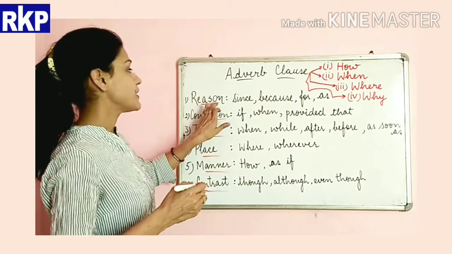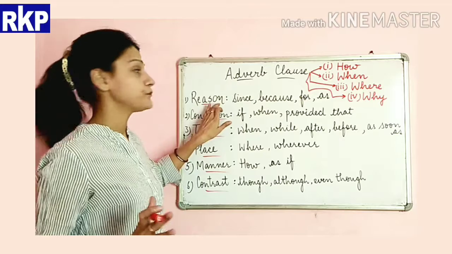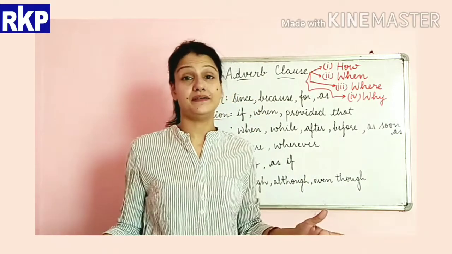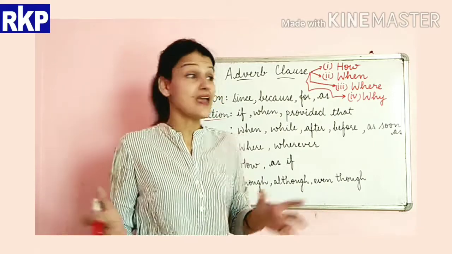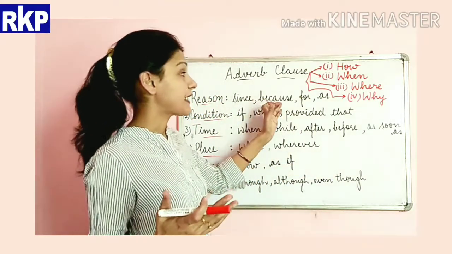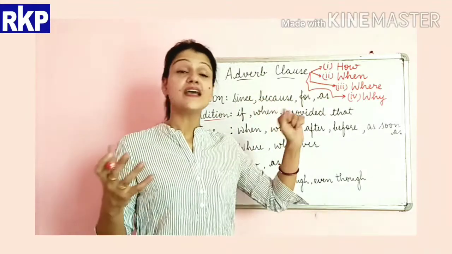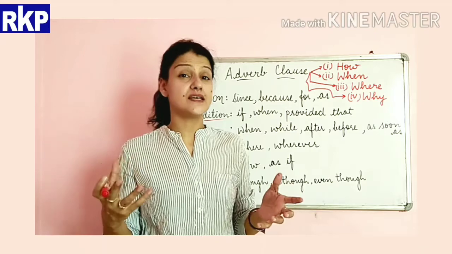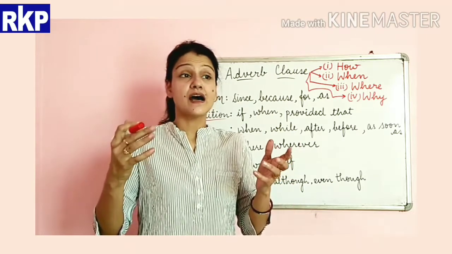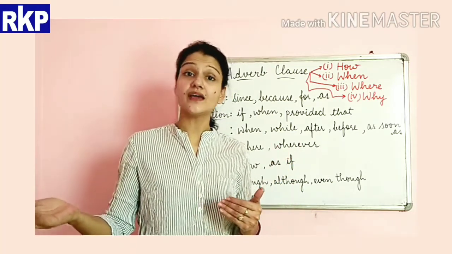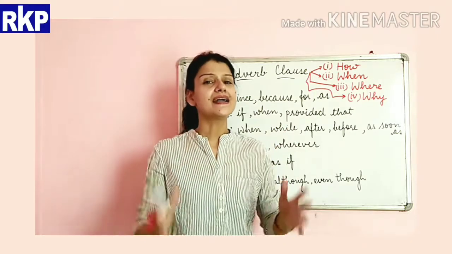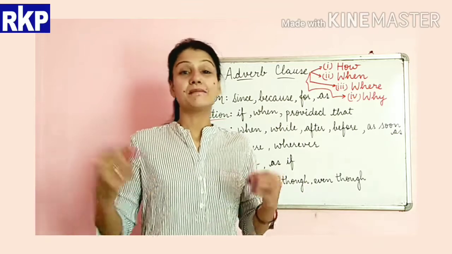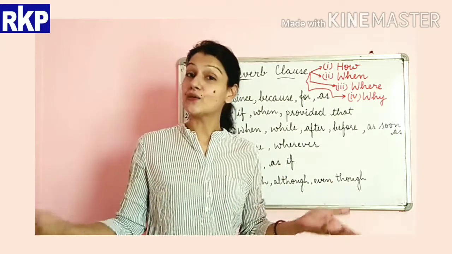Conjunctions of reason always tell us why something happened in a sentence. You can see here since, because, for, as. Whenever we use these conjunctions, there is always a reason in the sentence, or we can say cause and effect. For example, I can say: I did not attend the meeting because I was unwell.